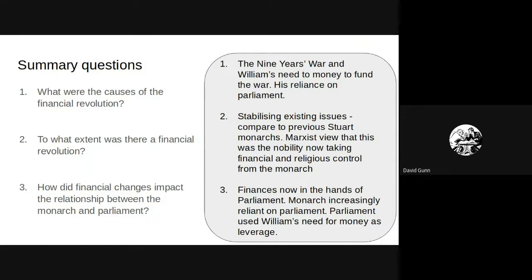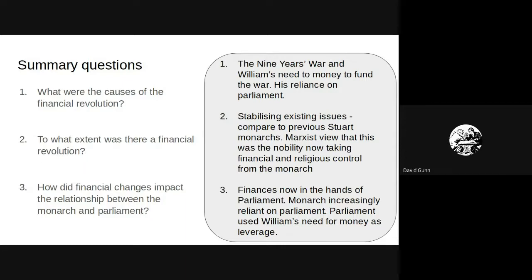Marxist historians have argued that this really isn't hugely significant in the sense of it being more democratic or anything like that. What they see this as is that it's just one elite taking power from another. So instead of the monarch having control of finances, it's now the nobility or the merchant class who are gaining political and financial control of the country. So that could be a counterpoint, that actually it's not a real drastic change. It's just the power balance shifting from one elite to another.